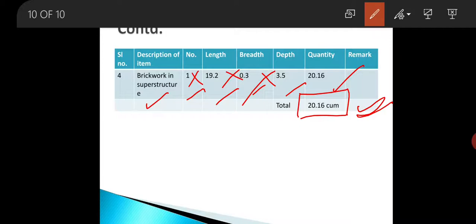So this is all for today's class. In the next class, we will do the estimation of 2-room building using center line method.